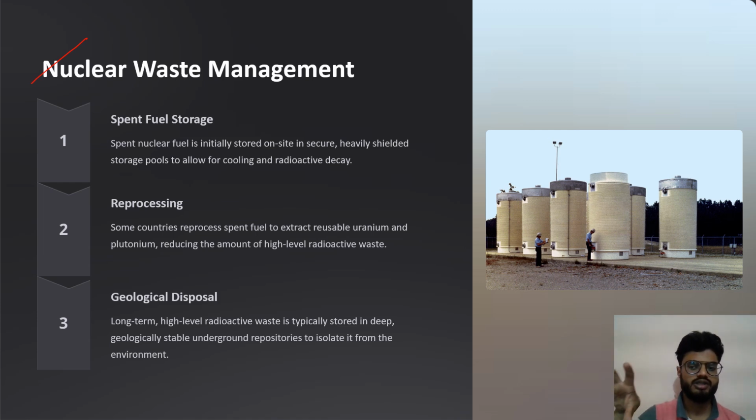So there is nuclear waste management: how the nuclear waste is managed after the fuel life, or the uranium life cycle, is over. First, spent fuel storage. The spent fuel is initially stored in on-site secure, heavily shielded pools to allow for cooling and radioactive decay. And we can reprocess it. Some countries reprocess the spent fuel to reuse the extra uranium or plutonium present in it to generate more electricity. And then geological disposal. Long-term, high-level radioactive waste is typically stored in deep, geologically stable underground repositories to isolate it from the environment.